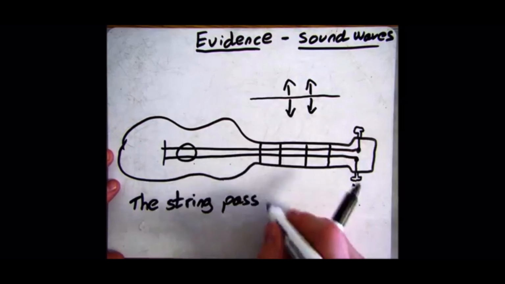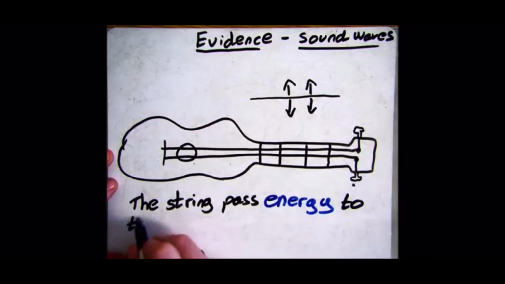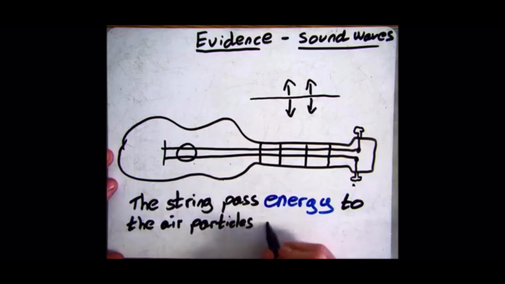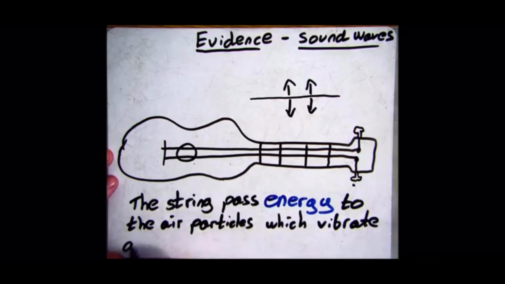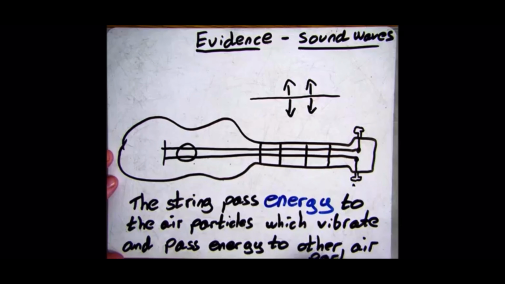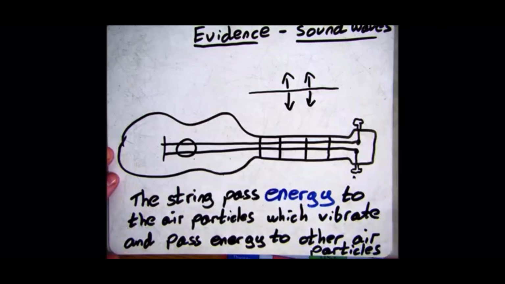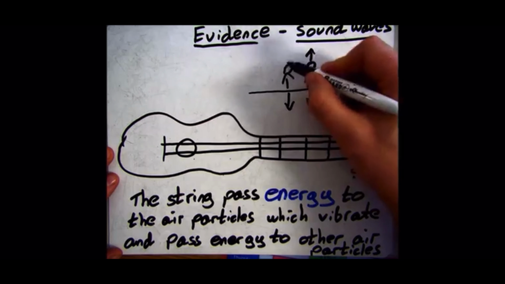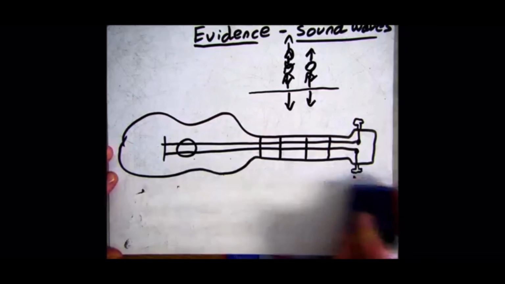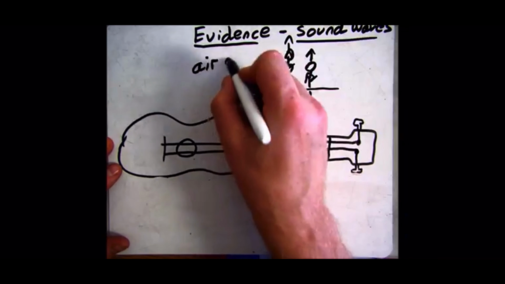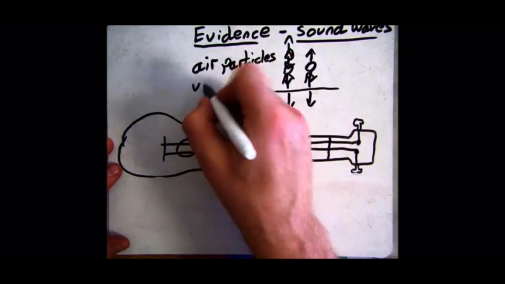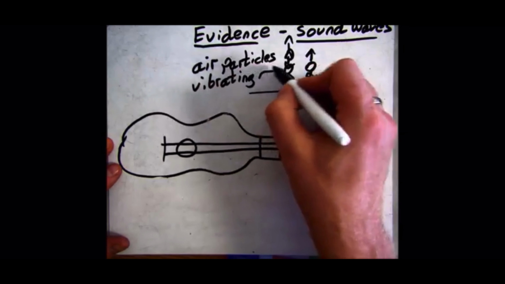As the surrounding air particles have energy transferred to them, it will cause them to vibrate up and down. This vibrational energy will be passed on to the surrounding air particles, causing those to vibrate and pass energy on to the next air particles. So in this way, the energy is moved away from the guitar string outwards, eventually to our ear, so we hear the music.